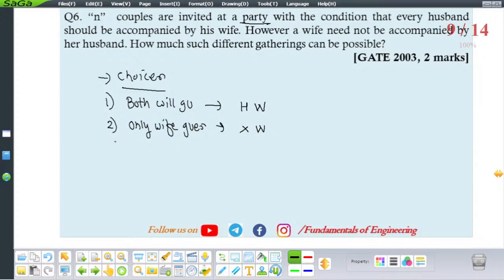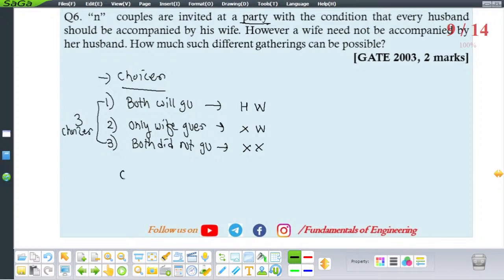Now third, if they are invited, it is also a possible case that both husband and wife do not go. So the third condition is that both did not go, keep in mind that they will not go to the party. So that is a possible case. So how many choices are we getting? 3 choices, right?